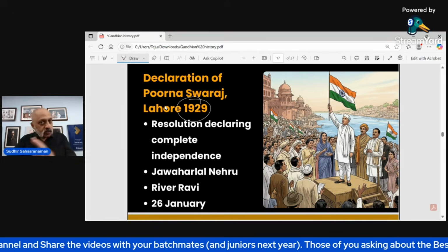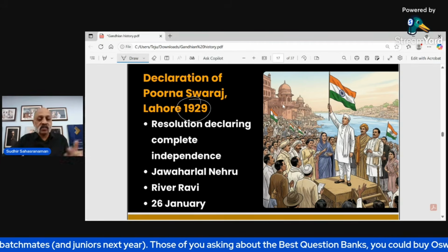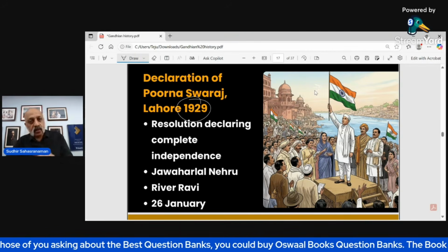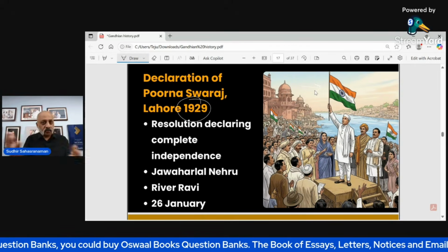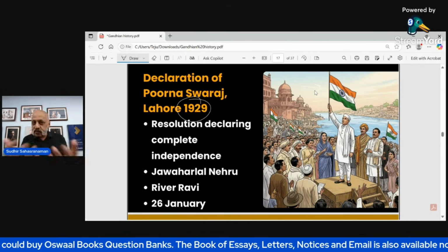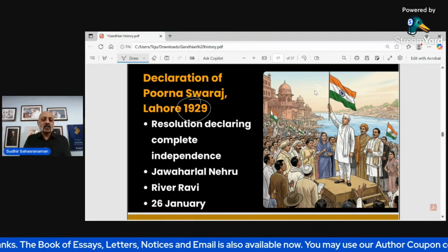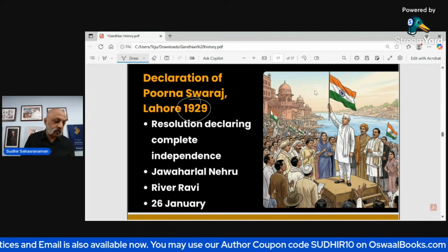Now in all these flags, please note, this is not really a mistake, but at that time the Congress flag had the charkha. Here, when you create images on AI, obviously they do it with the tricolor, with the Ashok Chakra. So that is a difference. But these are basically more representative illustrations than being 100% accurate. AI is not 100% accurate.